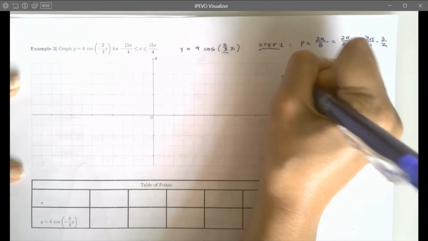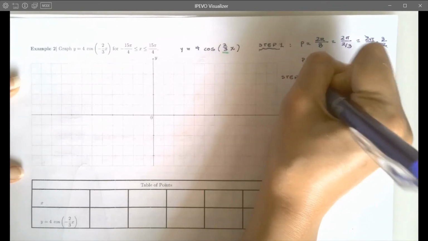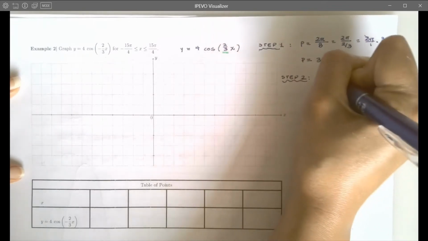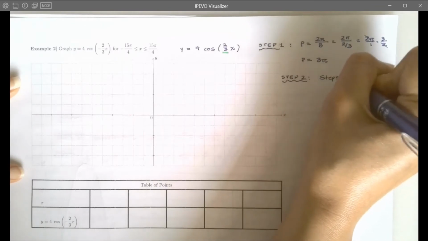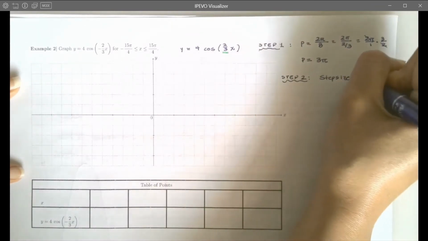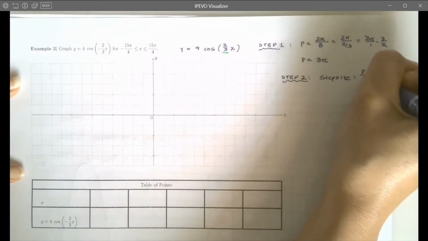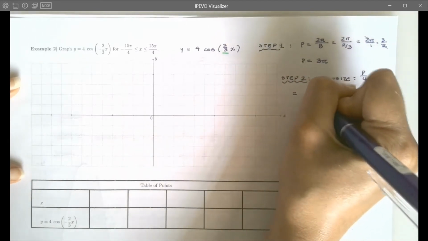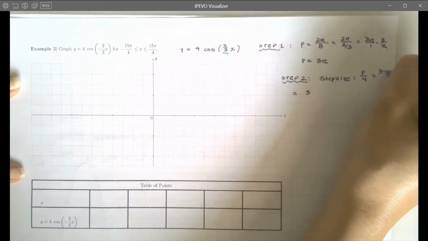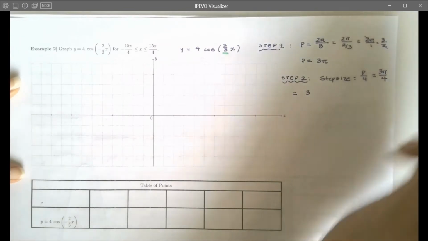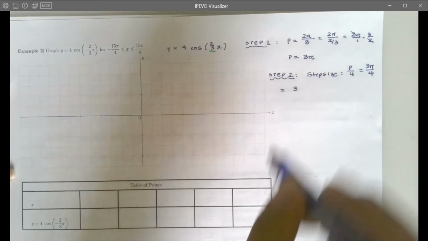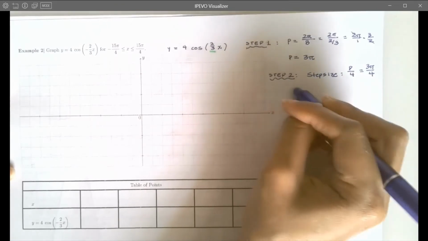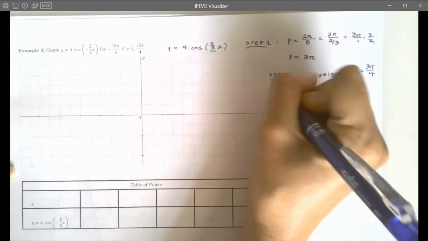Okay, the next step is to find our step size. So the step size, as we saw in the first example, is going to be the period divided by 4. So that is going to be 3 pi, actually I think it fits here, 3 pi over 4. Okay, next step.